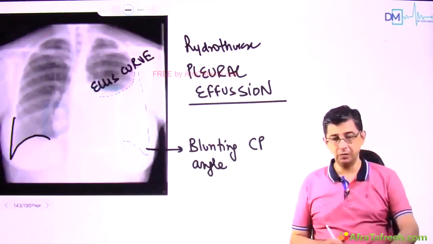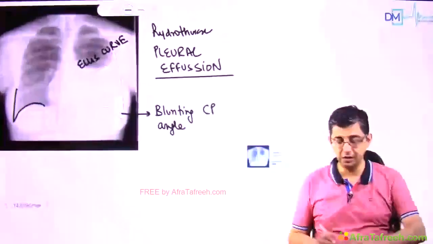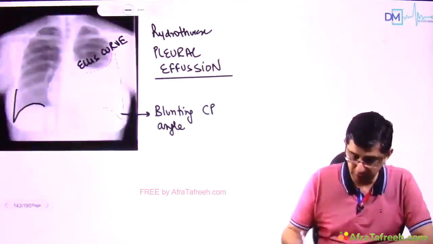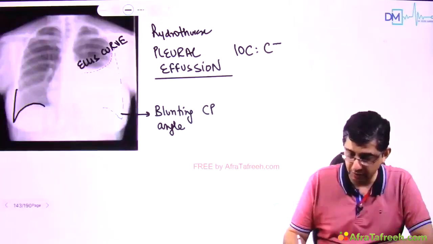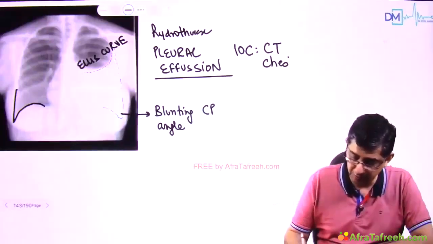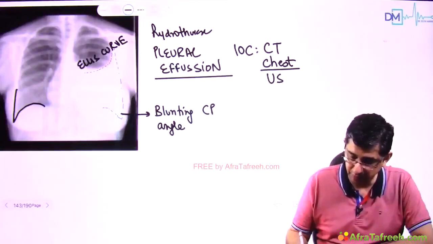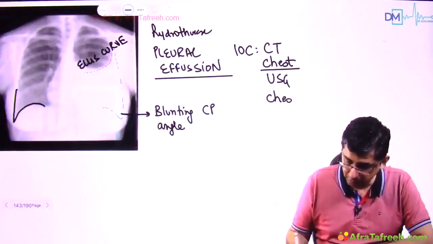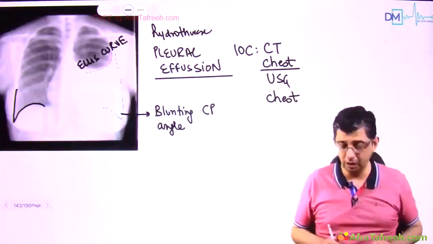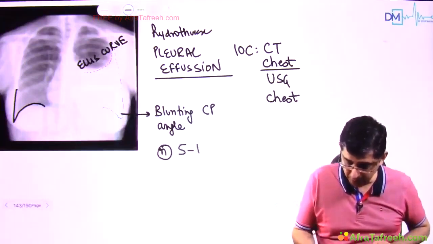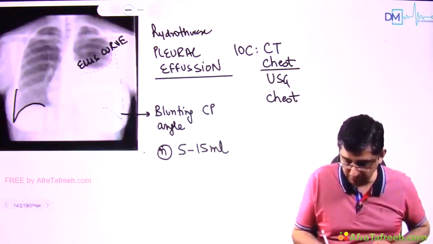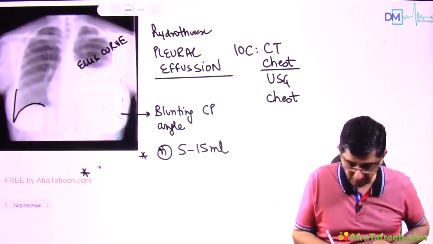Pleural effusion can be easily identified on a CT chest. If he says what is the investigation of choice for pleural effusion, this would obviously be CT, and if CT chest is not given, then ultrasound chest would be a good idea to answer. Normally the fluid in the pleural cavity is about 5 to 15 ml, but if the amount of fluid is more than this, then obviously it can be picked up on a chest x-ray.